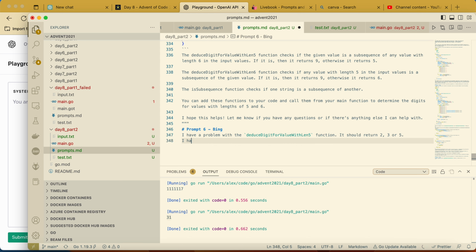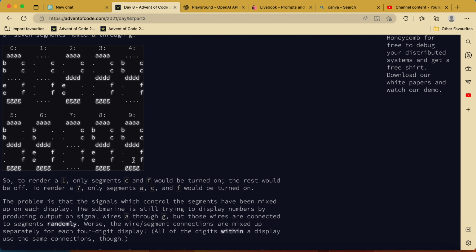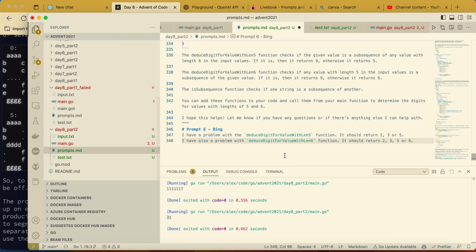I have also a case where it should return 1 second, 0, 0, 9, and 6. 0, 9, and 6. Is 0 or 3, or... please fix them.